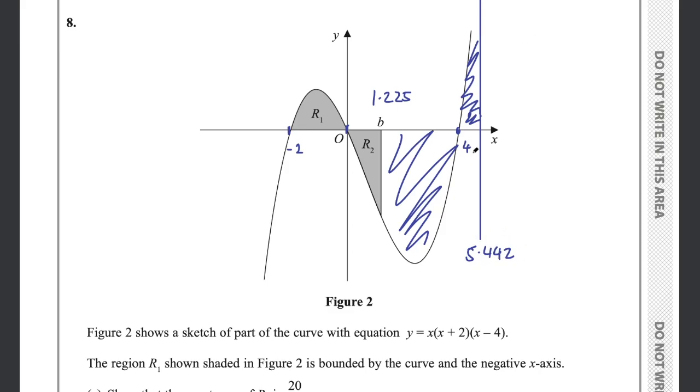Okay, so hopefully that makes sense. We're going to say then that these two areas are equivalent when b equals 5.442. Again, because they'll cancel each other out, so that you're still left with this area equal to −20/3. Hopefully that makes sense. Anyways, moving on to question 9.